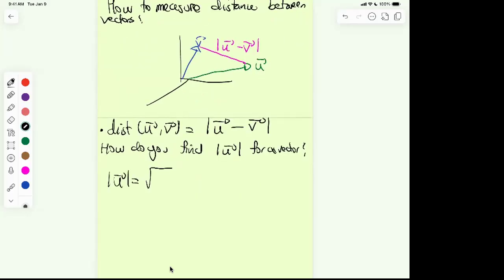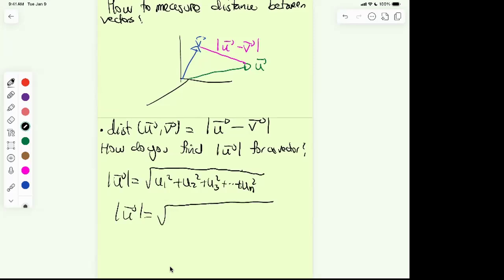You could say the norm, or the magnitude, is just u1 squared plus u2 squared plus u3 squared up to un squared. But isn't that the same as the dot product of u with itself? So actually, that's a more clever definition, a convenient way to find the distance between two vectors.